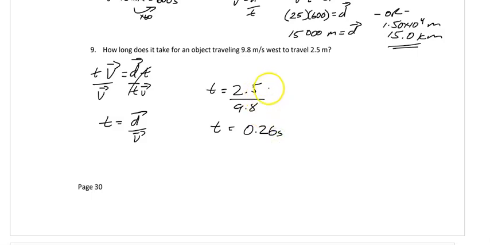and we wind up with a time of 0.26 seconds. Now, notice that this is scalar, where the other two are vectors. So even though we've got a direction here, you're not saying that it's 0.26 seconds west. It's scalar, no direction. Also, just take a look at the units here. We got meters and meters per second. Meters are canceling out, leaving the seconds, moving on up to the numerator position.